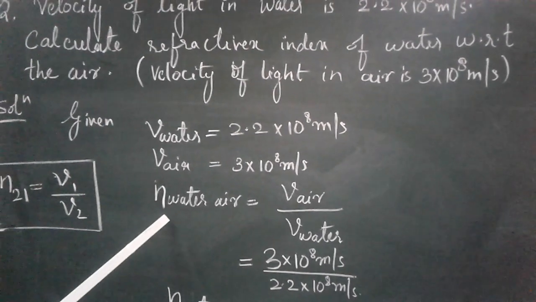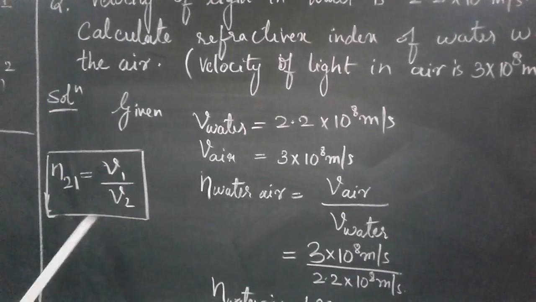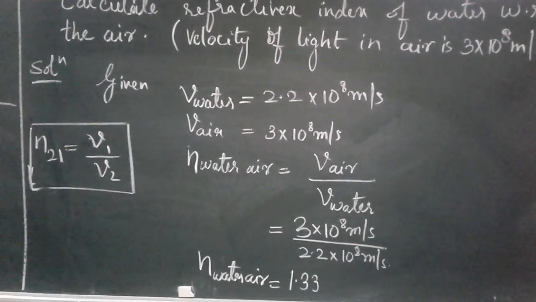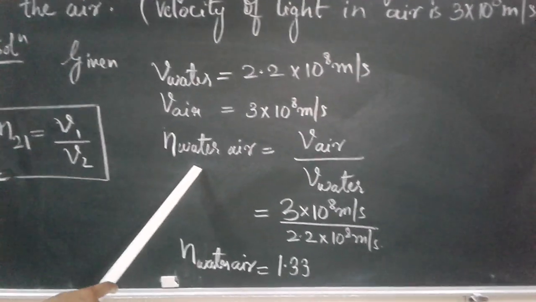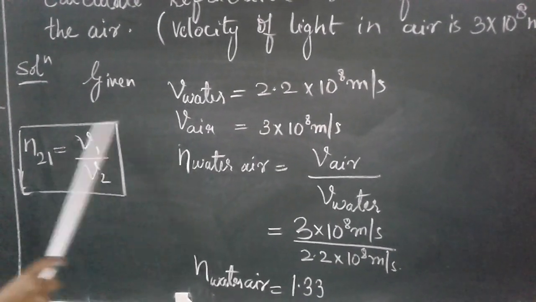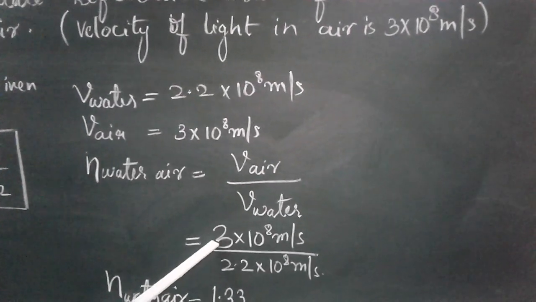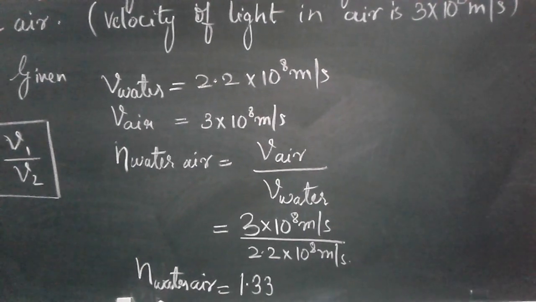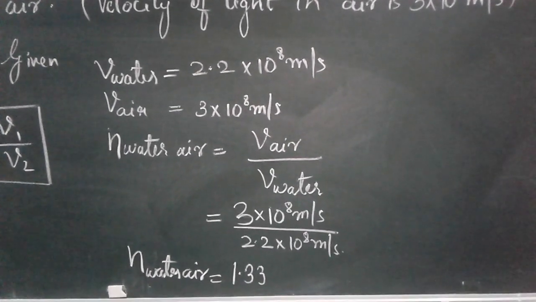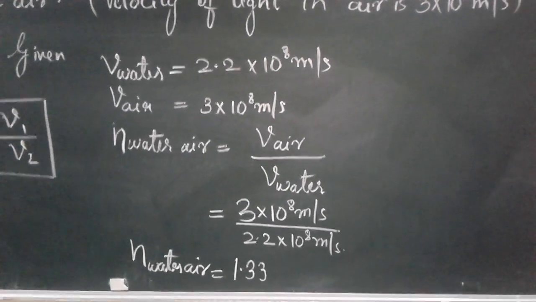This value is taken from the formula N21 is equal to V1 by V2, where V1 is for medium 1 and V2 is for medium 2. So here it is written in exactly this manner. In place of 2 we have written water, and in place of 1 we have written air. Now when we solve this question, we put the values here and we get the value of N water air as 1.33. So this is how we have solved the question relating to the refractive index, using the third formula.